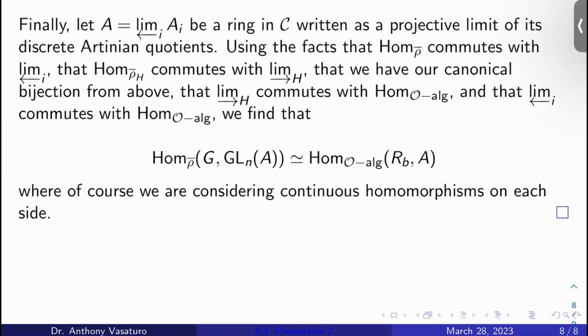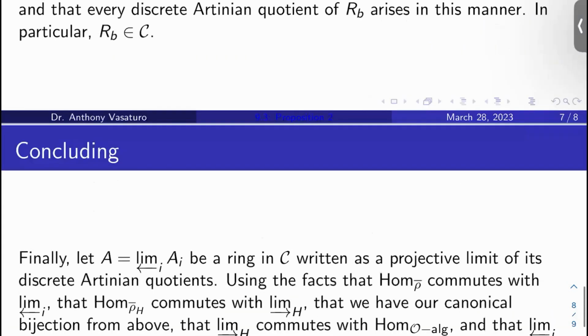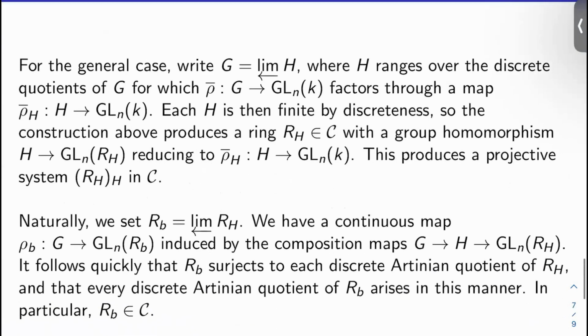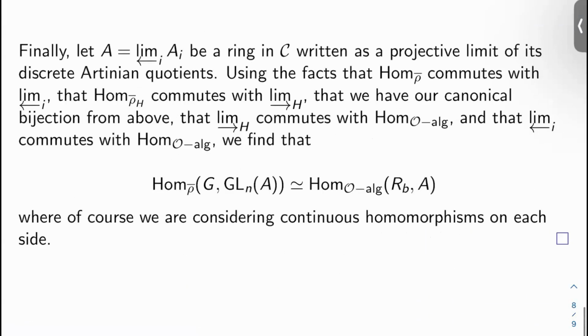So finally now, what you do is you take A in C and you write it as an inverse limit, projective limit of its discrete Artinian quotients. And then I'm going to tell you how to finish, and maybe you can do it as an exercise now. Basically, the finite case that we did first, and the case where G is written as the inverse limit over its discrete quotients through which rho bar factors come together once you write A as this limit. And they give you the general case.